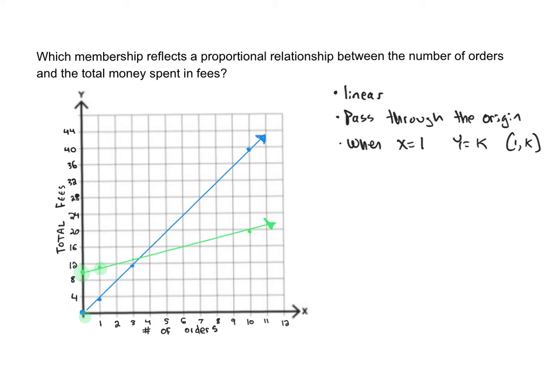Whereas for our regular membership, both of those things are true. It passes through the origin, and that point where x is 1 was that 399, which we decided was our k. So we have that point right there of 1, 399, where k equals 399.